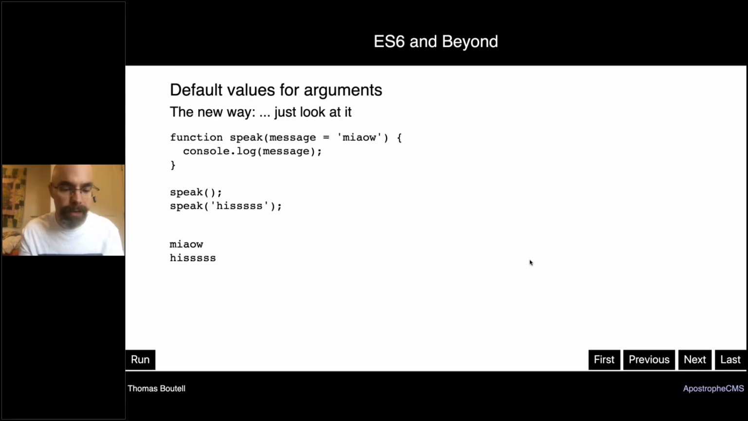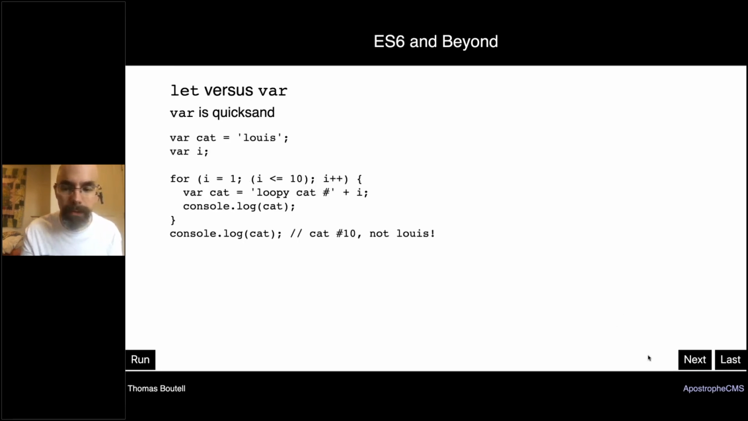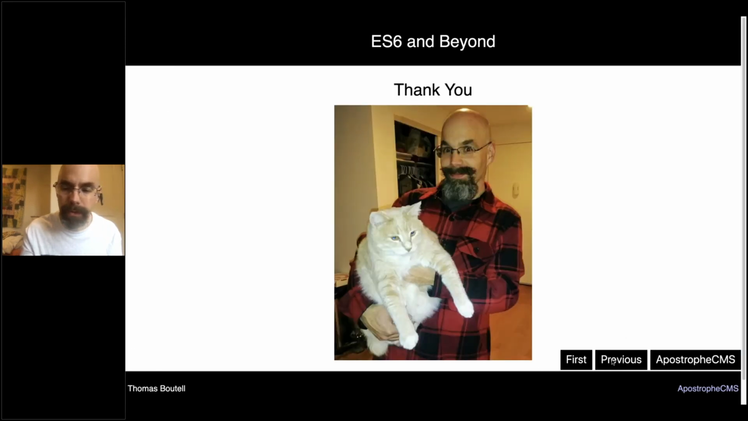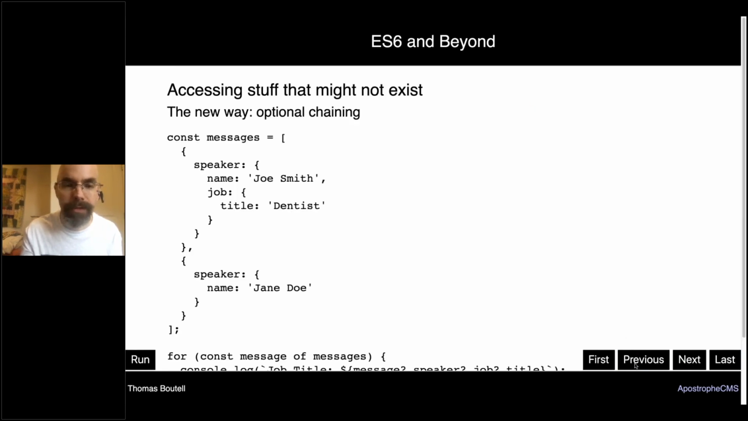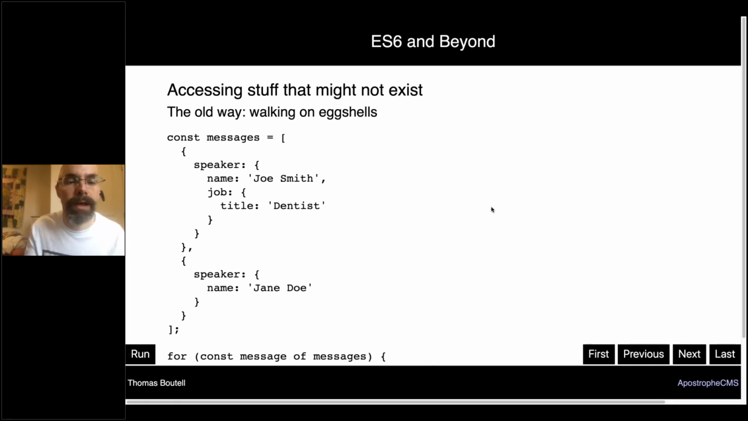I believe I added one more slide. Let me see if I can grab that guy. Ah, there we go. Okay, I did add one more slide about accessing stuff that might not exist. Let me set the stage for you. You have an array of messages. Every message has a speaker, probably, and the speaker has a name, let's say definitely, but they might have a job, and they might have a job title.